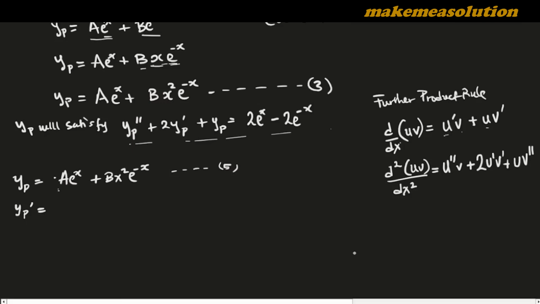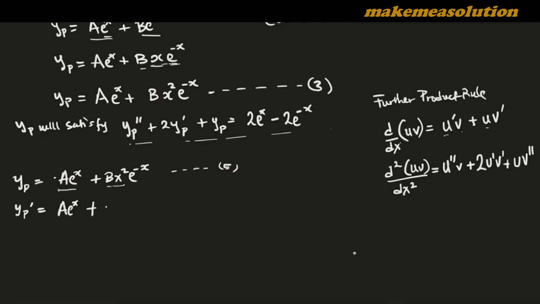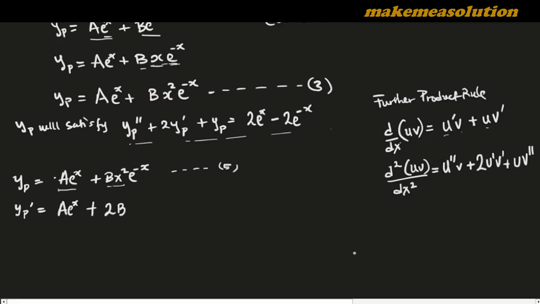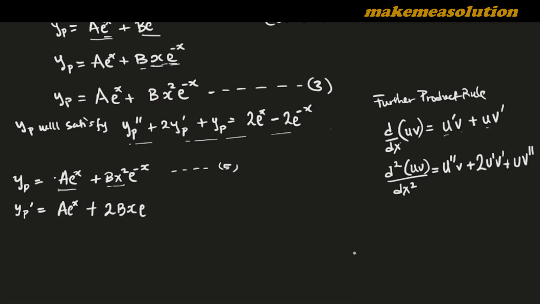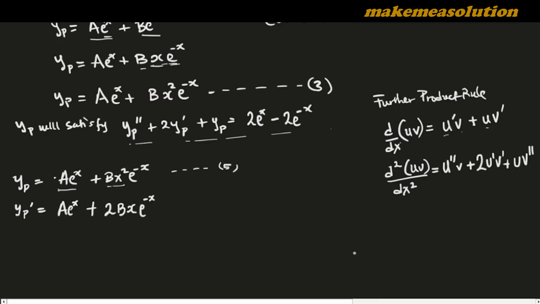So let's begin the differentiation. If you differentiate this, you're going to get a exponential x. Then when you differentiate this, I suggest you take this whole as u, then take this as your v. So when you differentiate, you have to apply product rule. First of all, you differentiate this, it's going to give you 2bx, then you keep exponential minus x, and finally you hold your bx squared, and when you differentiate exponential minus x, you get minus exponential minus x. Is that okay?